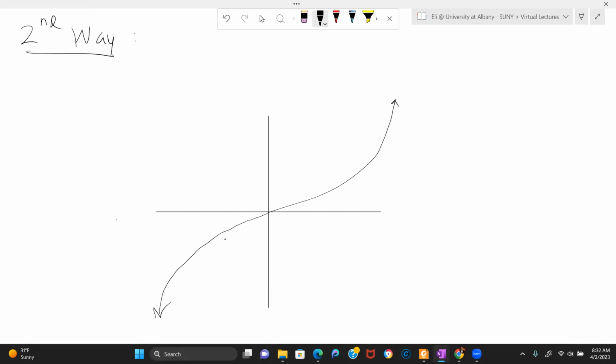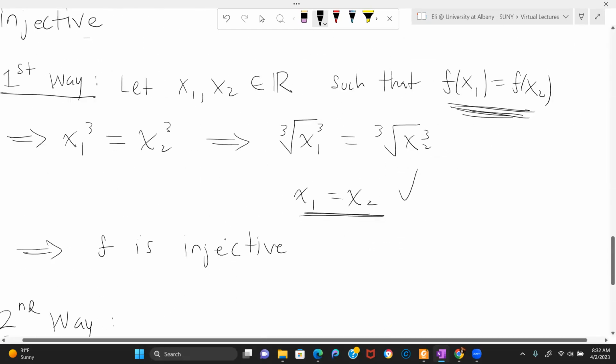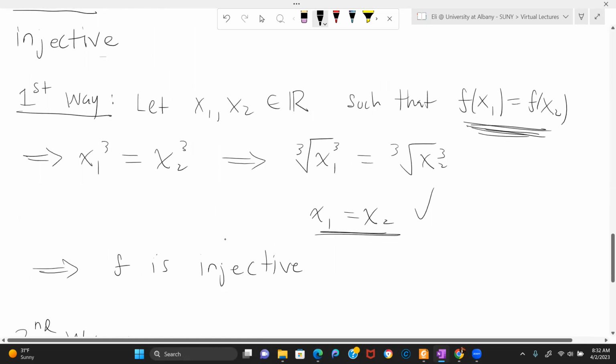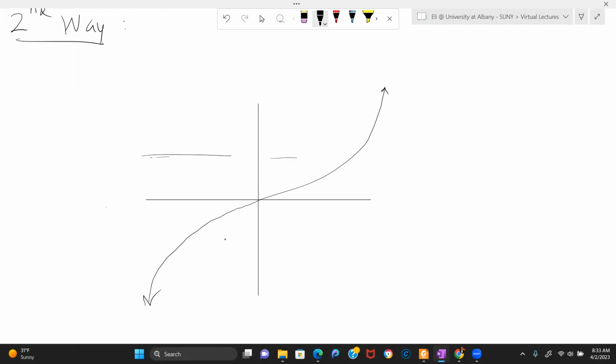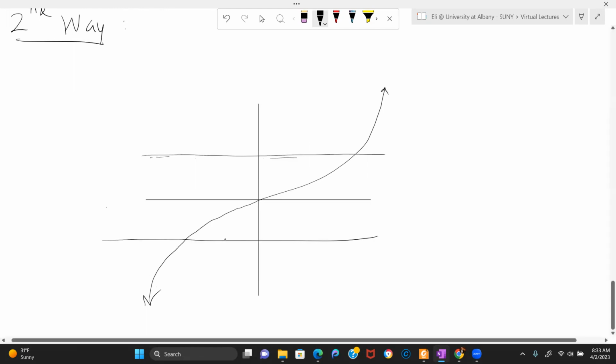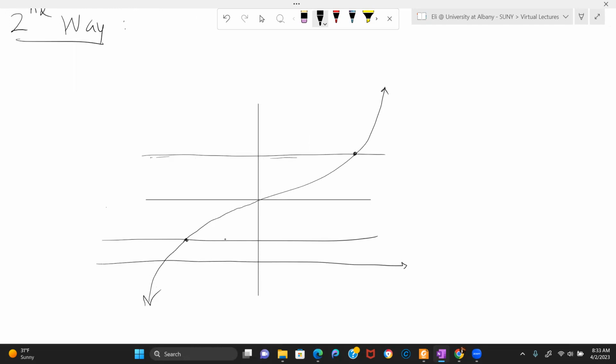So this first way is the preferred method. This is a rigorous logical proof. There's no ambiguity, there's no doubt that it works. This one is not so much of a proof, it kind of gives you evidence that this is injective because from here you can see that if I just intersect horizontal lines at random, it's just going to intersect the curve at one spot. But how do I know? So here again, one spot.